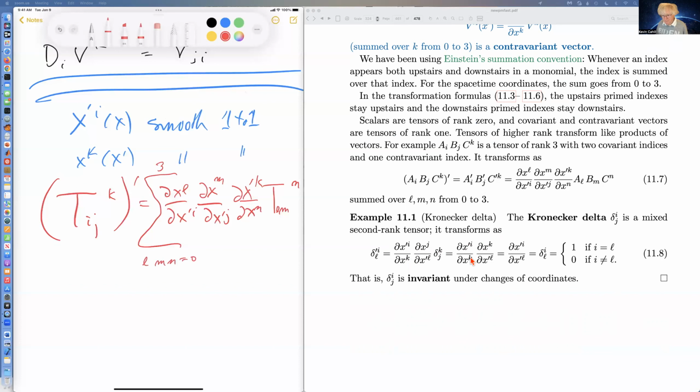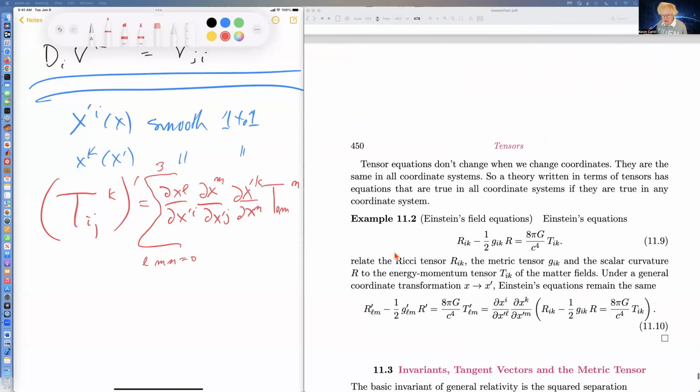We're summing this just by the chain rule: it is the partial derivative of x prime I with respect to x prime L. That's just the Kronecker delta. And of course, the Kronecker delta is 1 if I is L and 0 otherwise. So this Kronecker delta is invariant under changes of coordinates or under general coordinate transformations.